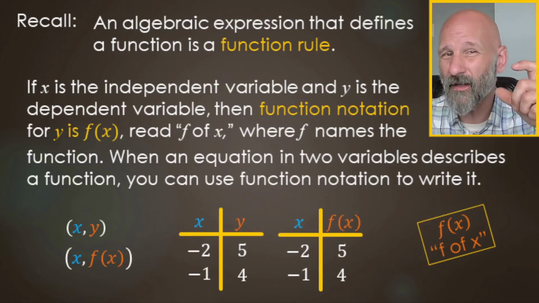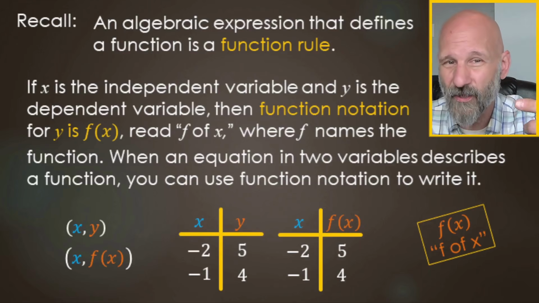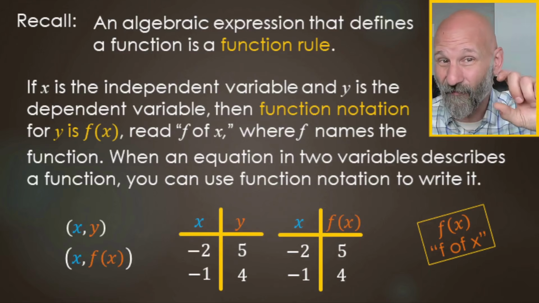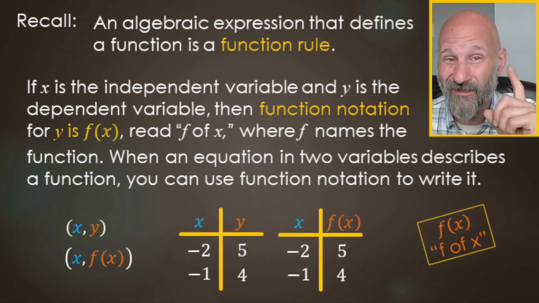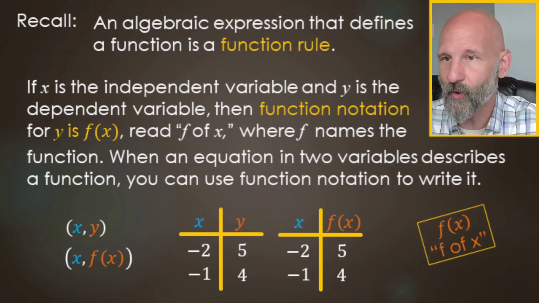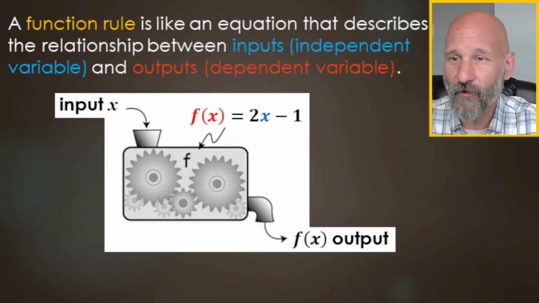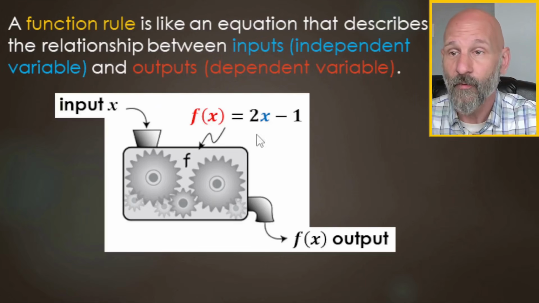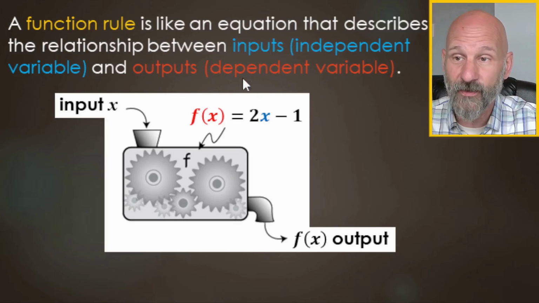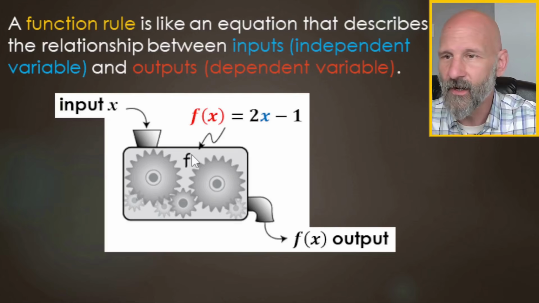So that's basically the way we start with function notation. The y's and the f of x just replace each other, but there are some differences, and we will get into that, okay? So here we have a function rule. It's f of x equals 2x minus 1. Remember, x is going to be your inputs, and then your outputs are going to be f of x, or just f, okay?